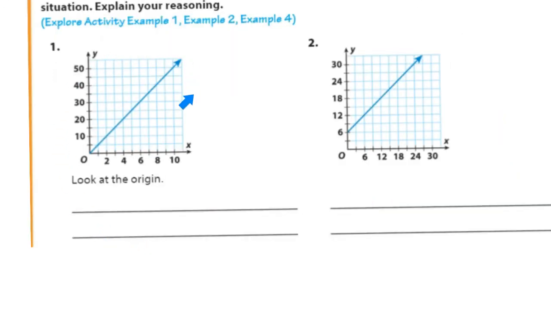Okay, so they want you to see if proportional or non-proportional. It says look at the origin. Oh, this is the guided practice. So the first one I see here, it looks to me like it goes through the origin. So I'm going to say this one's proportional. You write out the whole word. This one does not go through the origin. So this is non-proportional. You write out the whole word.